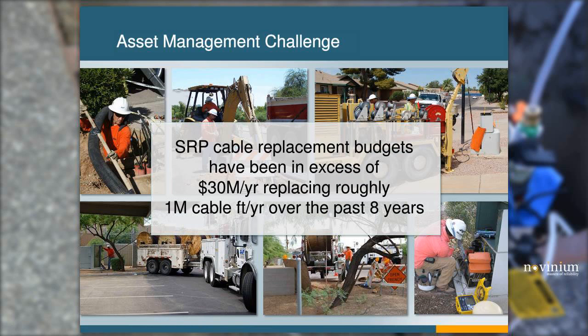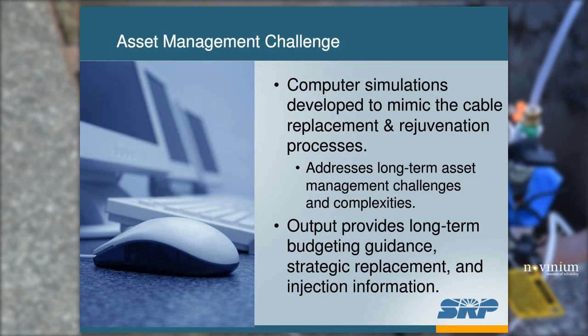The last several years, SRP has spent in excess of $30 million a year replacing cable. And for that $30 million plus, we typically replace around 1 million feet a year. So you can see the challenge before us: it's one of our highest budget items, 32 million feet in the ground, taking about 1 million feet out a year. So we've got about a 30-year program ahead of us. The challenge is how do we manage cable replacement over a 30-year projected timeline?